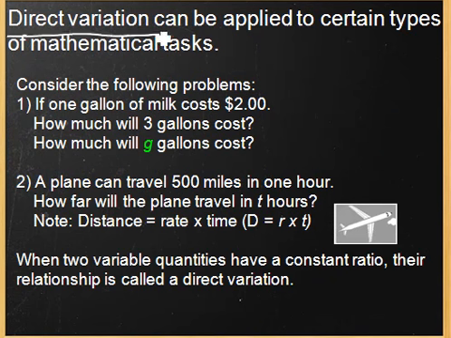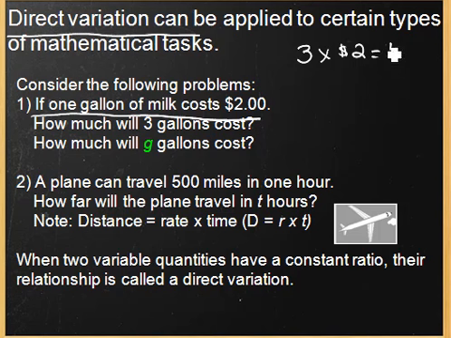Direct variation is one way that we can use algebra to predict outcomes. We have seen many problems that deal with direct variation. For example, if 1 gallon of milk costs $2, we want to know how much 3 gallons will cost. Well, in our mind, we would take 3 times $2 to give us $6. If we wanted to know how much G gallons would cost, we would take $2 times the number of gallons that we've bought. This is a concept of direct variation.